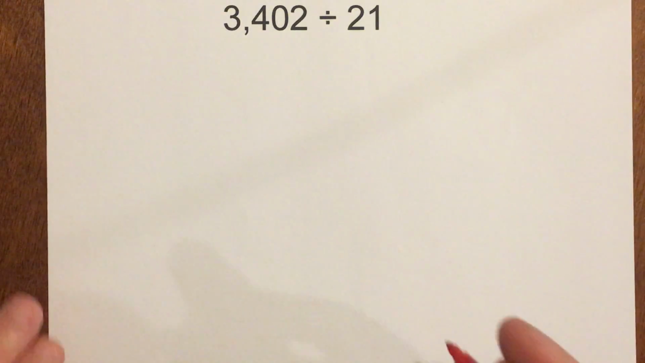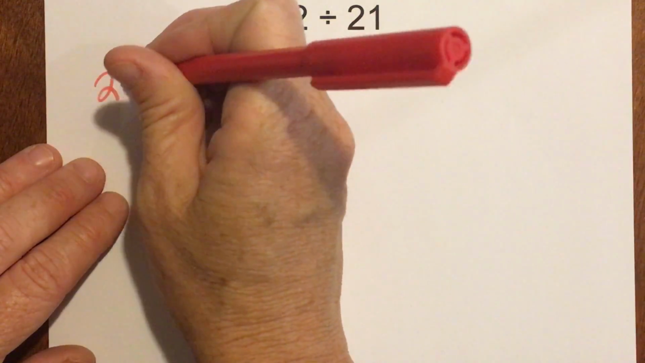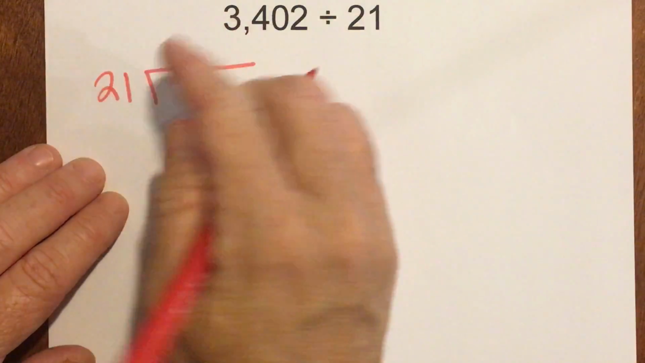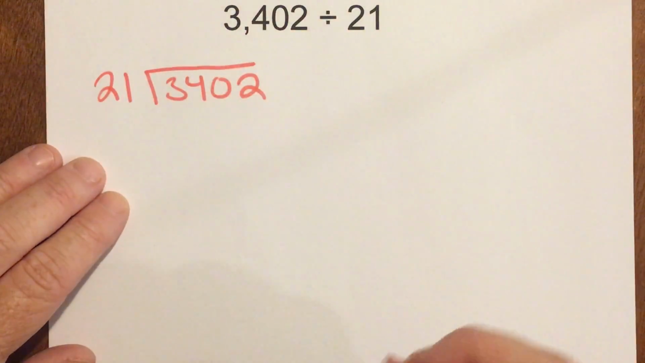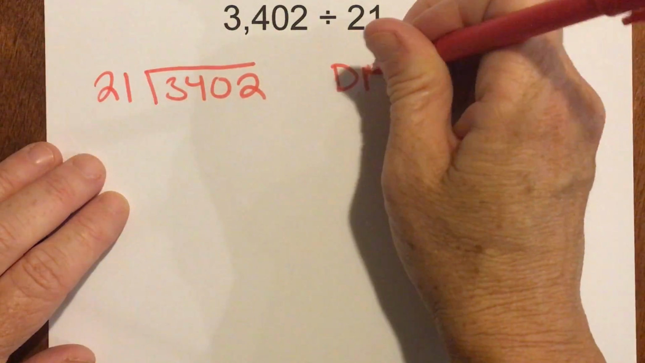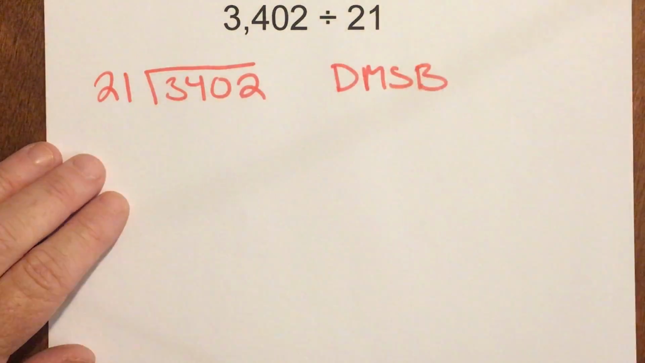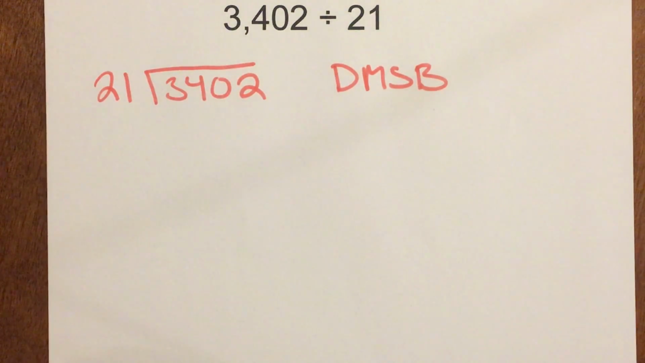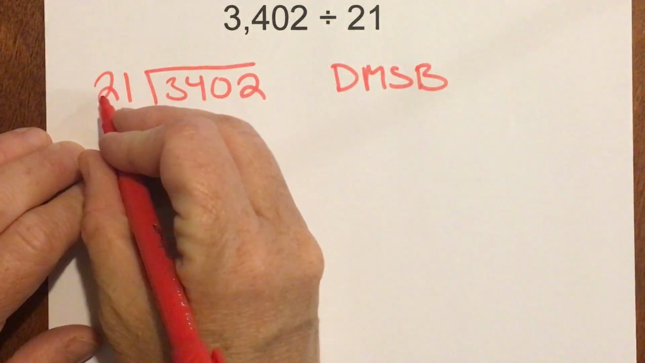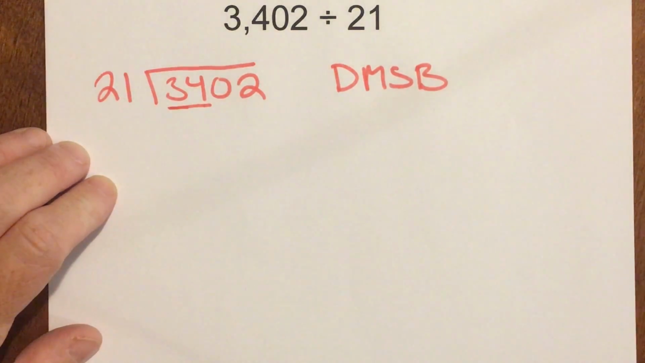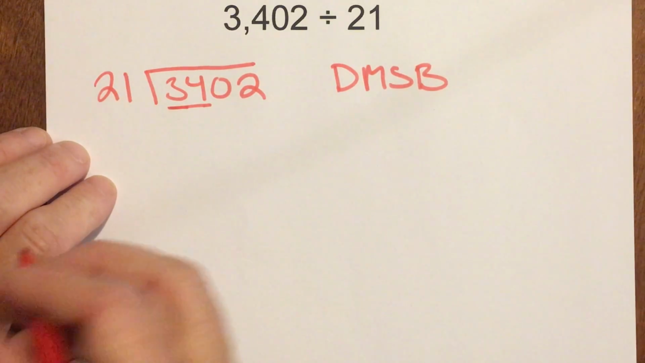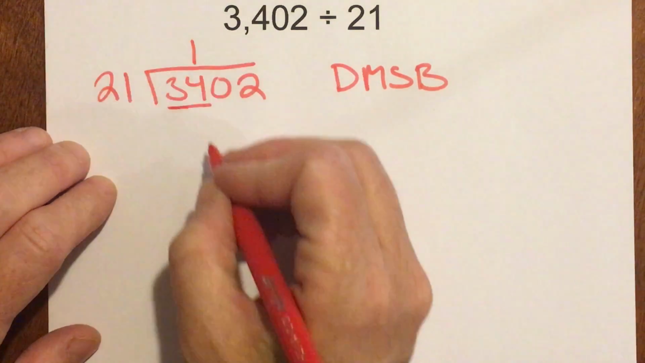So again, my first step is I need to set it up correctly with my divisor outside and my dividend inside. Step 2 is write daddy, mommy, sister, brother. And then step 3 is I just get started. So can 21 fit into 3? No. Can 21 fit into 34? Yes. And you probably can figure this one out. It's just going to fit in one time.